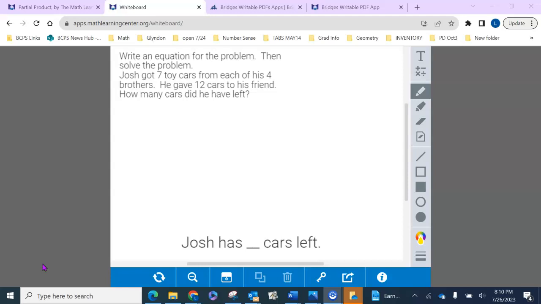This problem says, write an equation for the problem, then solve the problem. Josh got 7 toy cars from each of his 4 brothers. He gave 12 cars to his friend. How many cars did he have left?